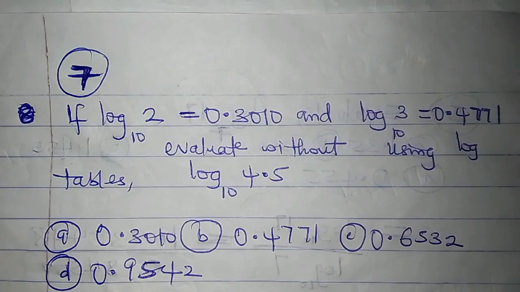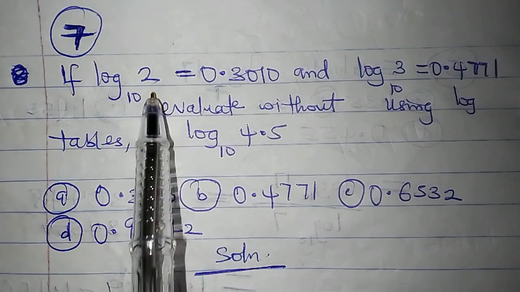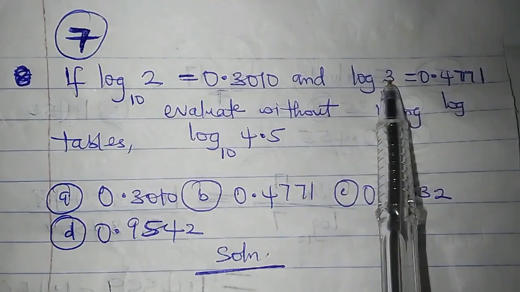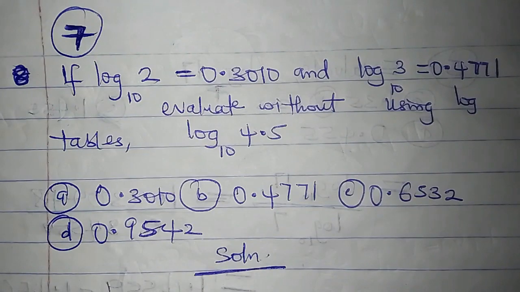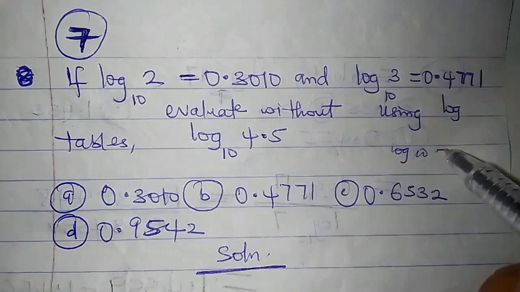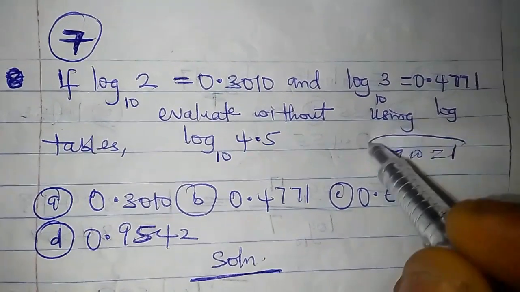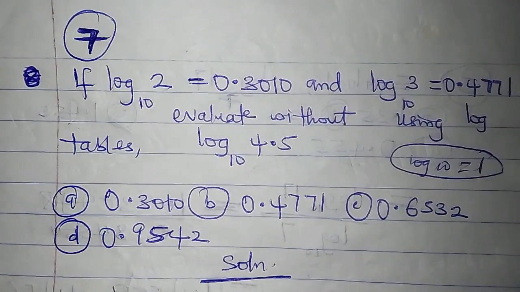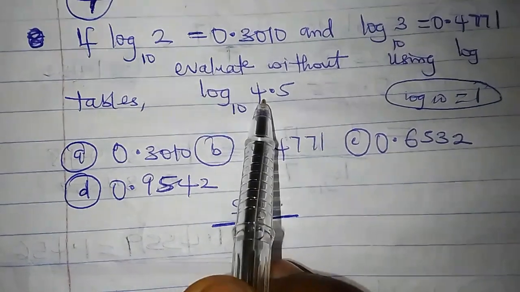If log 2 to base 10 is 0.3010 and log 3 to base 10 is 0.4771, evaluate without using log tables log 4.5 to base 10. Okay, I am given log 2, I am given log 3. But do I know what log 10 is? Yes, I know that log 10 is always 1. Let's just keep this one aside. You will see the reason why I brought it in. I am asked to find log 4.5.